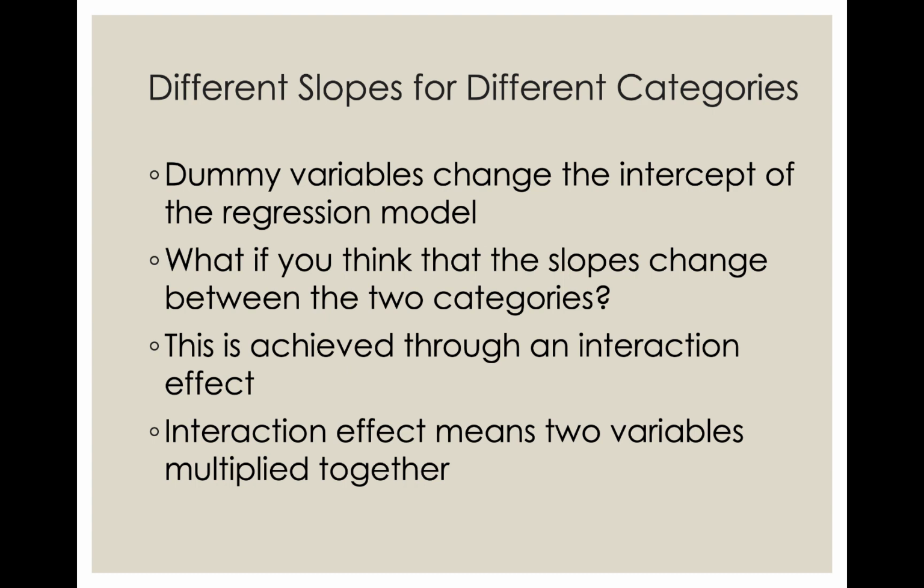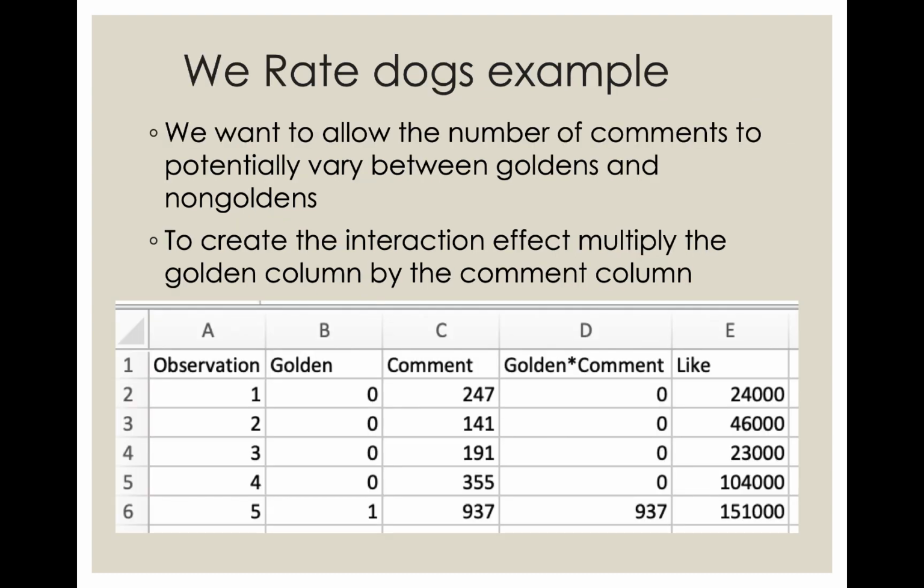We're going to do something called an interaction effect. An interaction effect means that we're going to multiply two variables together. We're going back to our We Rate Dogs example. What we want is to allow the number of comments to potentially differ between Goldens and non-Goldens. We've already been able to look at the intercepts differing between Goldens and non-Goldens. Now we want the slopes, or how the number of comments changes if your dog is a Golden versus if your dog is not a Golden, in the We Rate Dogs video that we collected these data on.